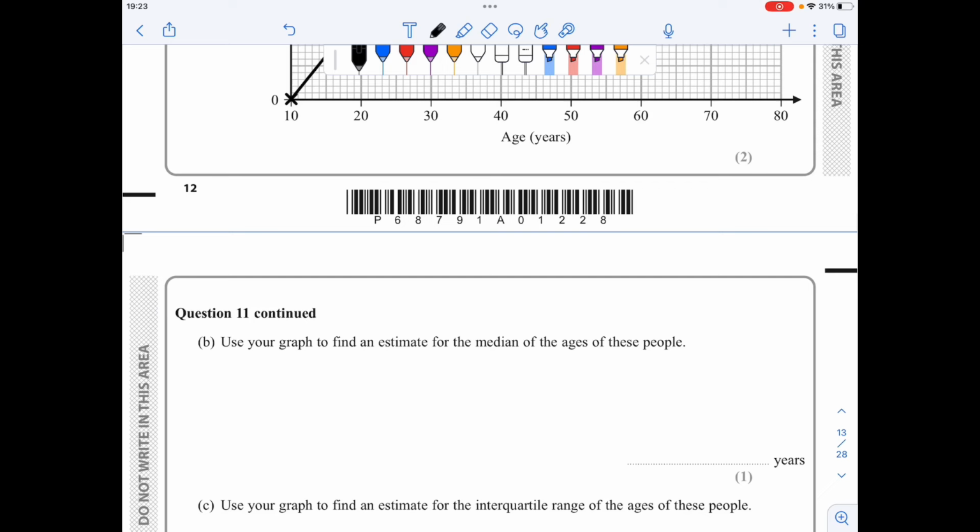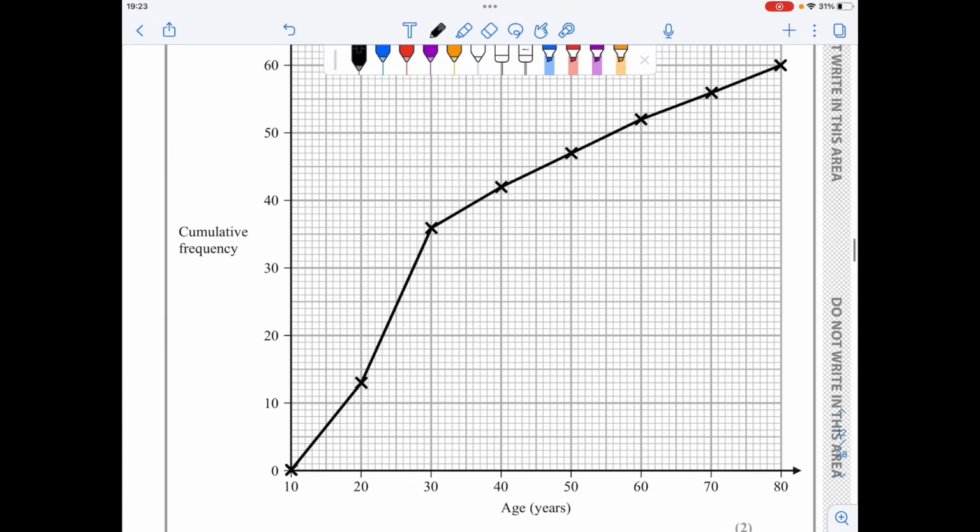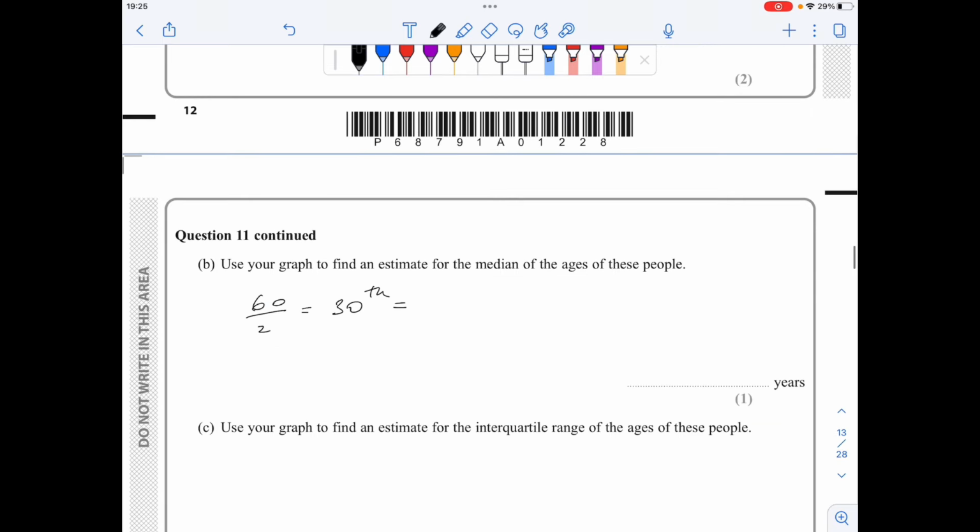For part B, I need to find an estimate for the median. Since there are 60 people in total, I'll divide 60 by 2 to get 30. So I want the 30th observation. So I'll go on the y-axis, locate 30, and find the corresponding x value. So from the graph, I get a value of 27. The mark scheme accepts answers between 26 and 28.